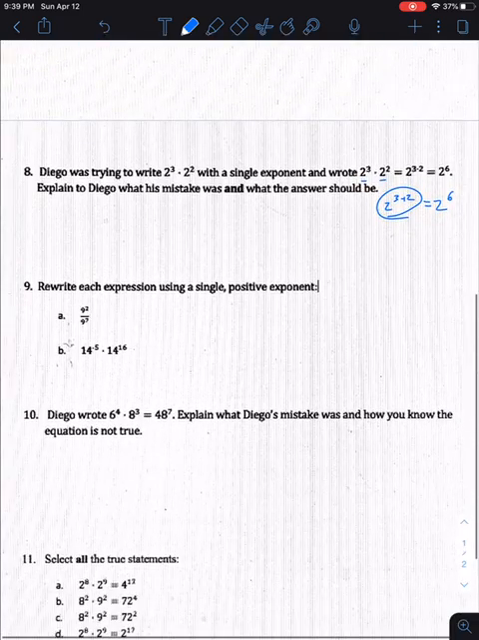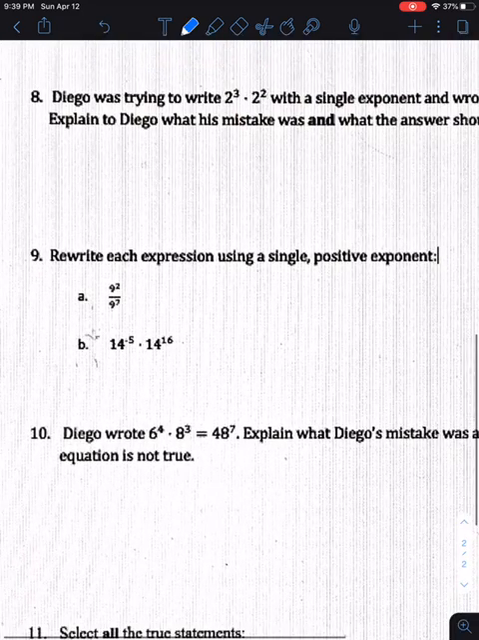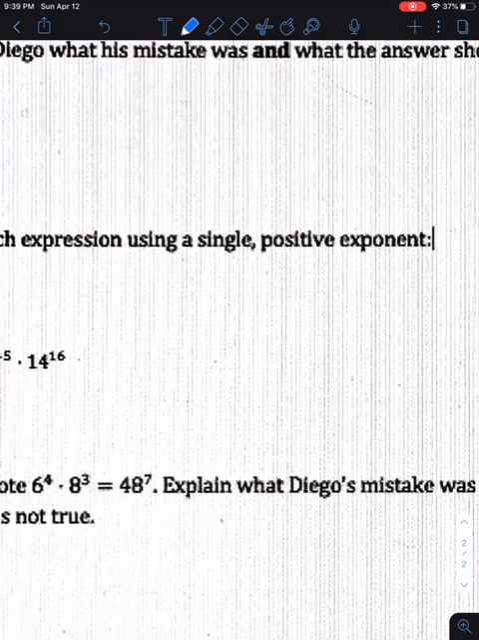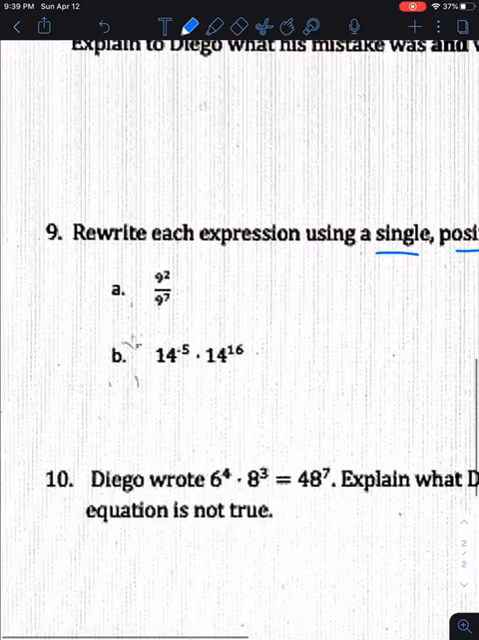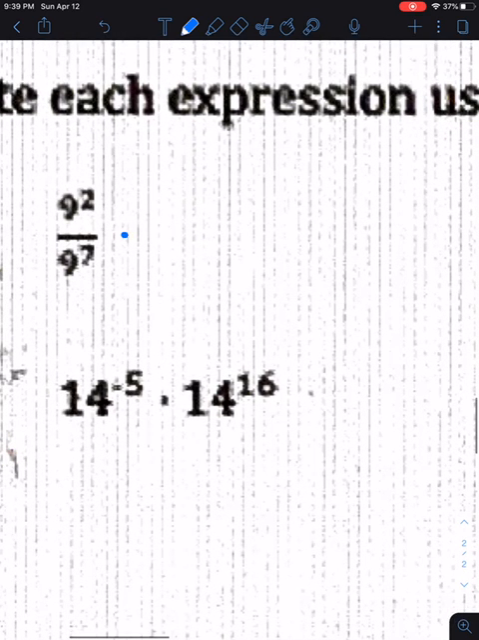All right, now let's look at number 9. So number 9 says rewrite each expression using a single positive exponent. All right, so the exponent has to be single and positive. Great. So let's do this one. So here we're using the quotient rule. We have to subtract the denominator from the numerator.